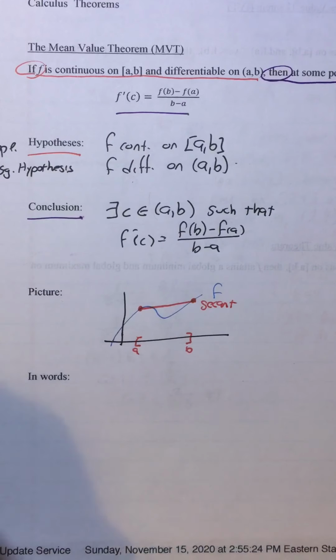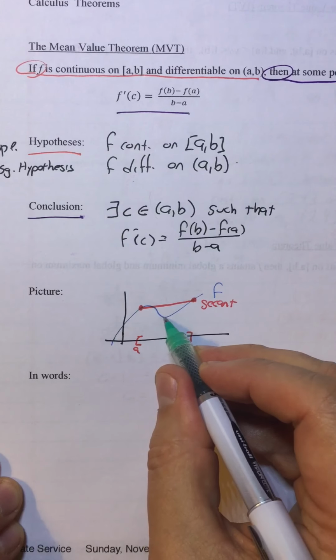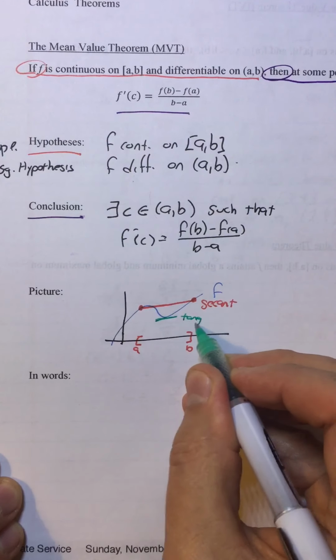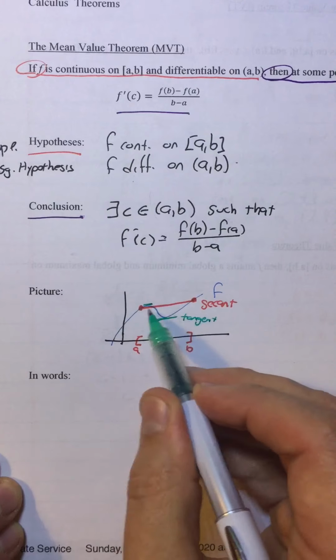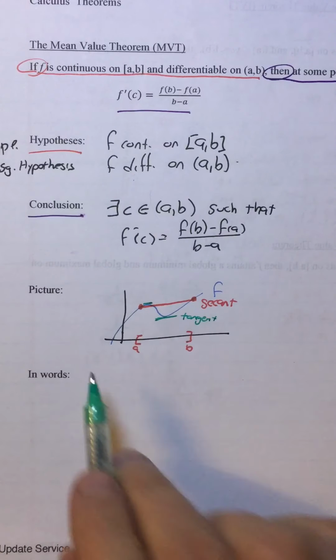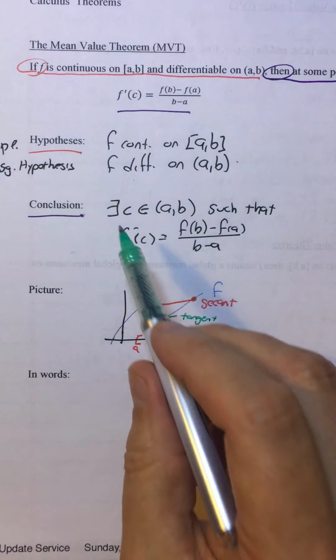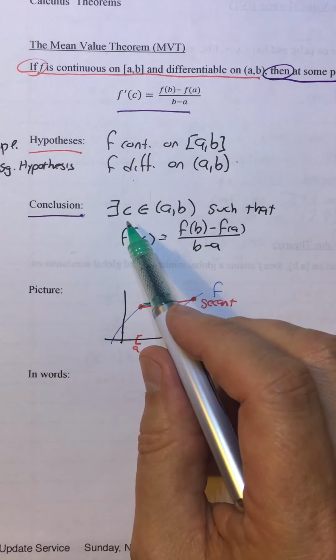Then what the theorem says is that, as long as f is continuous and differentiable, there is at least one point where the tangent line is parallel to the secant line. In this picture, it looks like there are actually two of them. There don't have to be two of them, but there could be a million of them. There could be infinitely many points between A and B where the tangent is parallel to the secant. But when the theorem says there exists C, it means there exists at least one C.